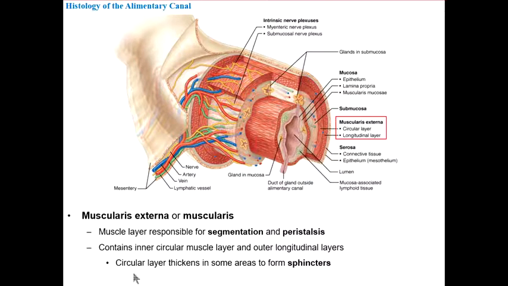I should also mention here, circular layers can thicken in some areas, which we'll see as we move through the videos here, to form sphincters. So imagine this circular layer that thickens to become a much thicker muscle. Well, when that muscle constricts, it can totally block this lumen, not allowing material to pass through. And that's what a sphincter is.